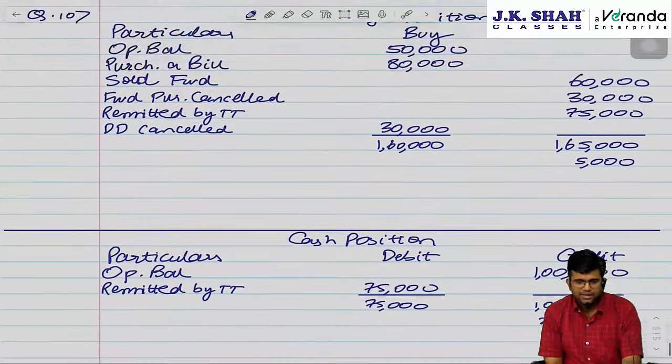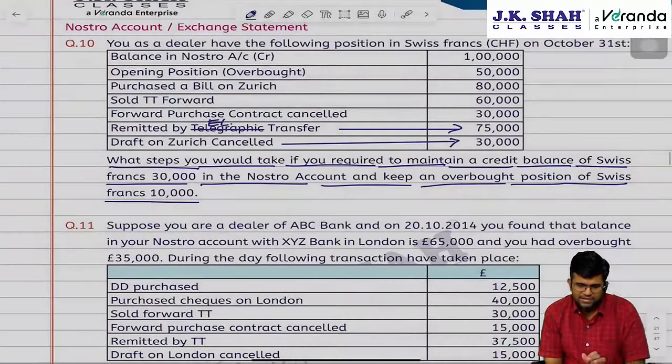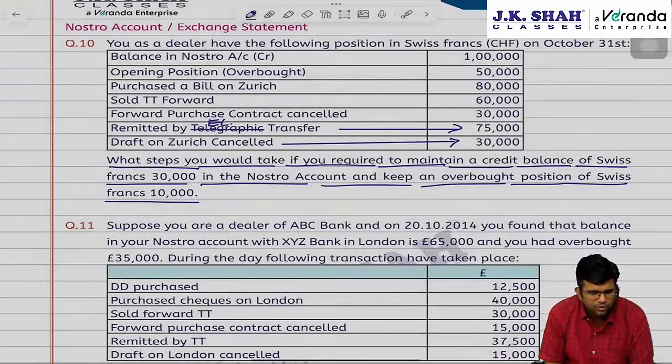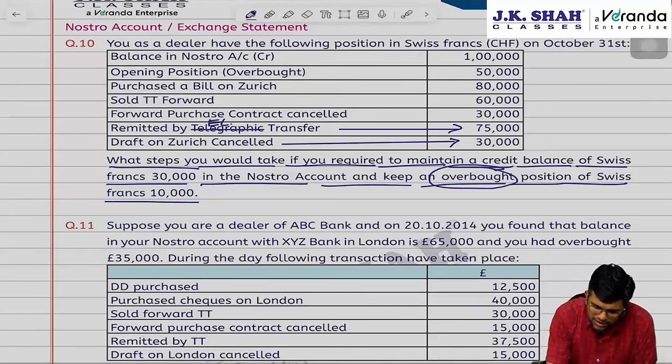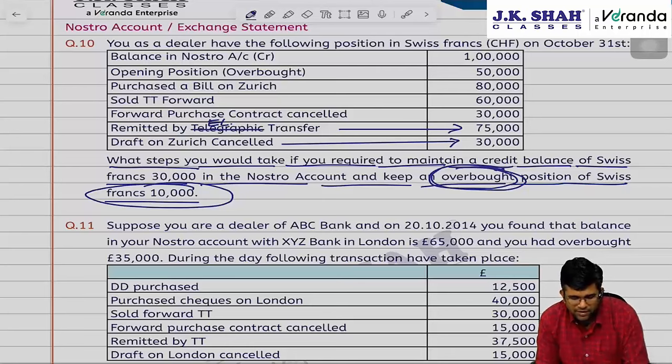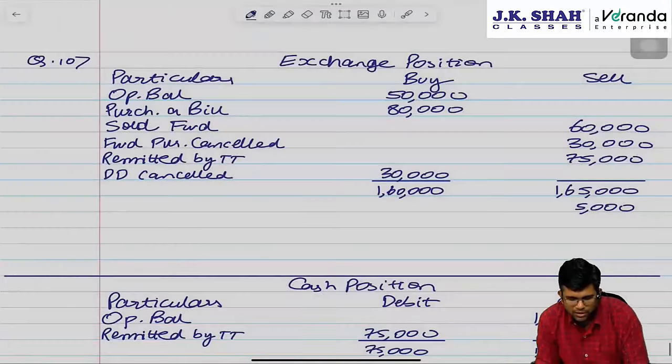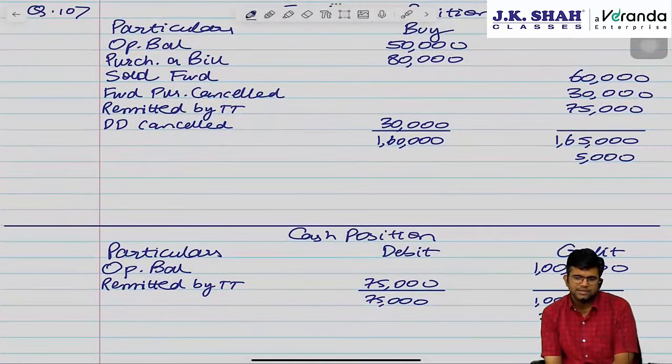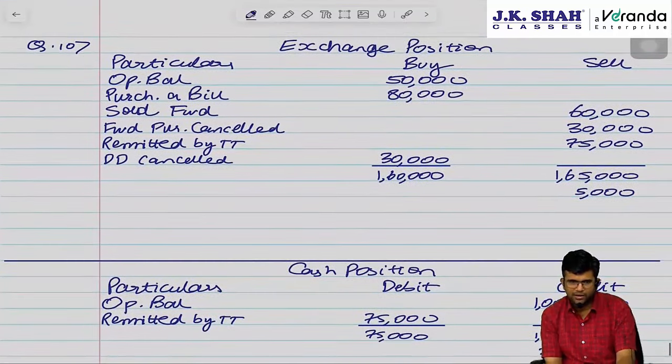Now what are they saying? They are saying that no, we don't want it like this. In the exchange position, we want it to be closing at an overbought of 10,000. Everybody clear? We want it to be closed at overbought of 10,000. Can someone tell me what step you need to do to convert this 5,000 to overbought of 10,000?